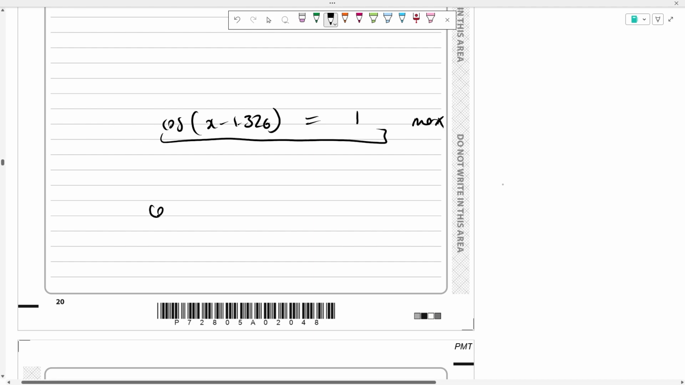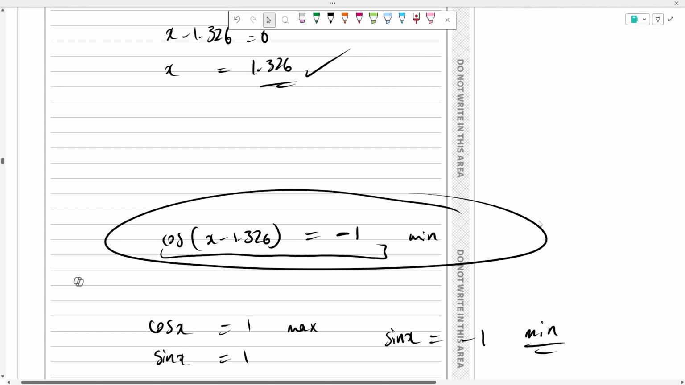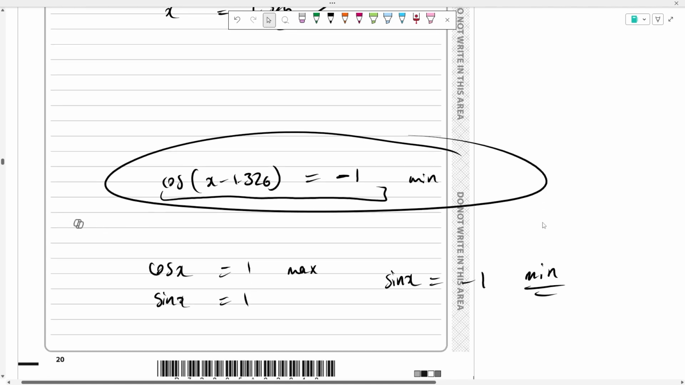When any sort of cos x value is 1, this is the maximum. This also applies for sin x as well. Whenever you have any sort of sin x or cos x equal to -1, that's your minimum value. So if this was -1 up here, this would be your minimum value. That's how your -1 and 1s work in your trigonometric equations.